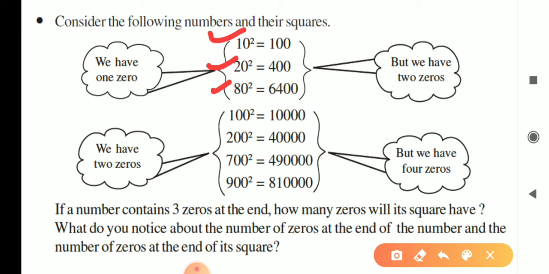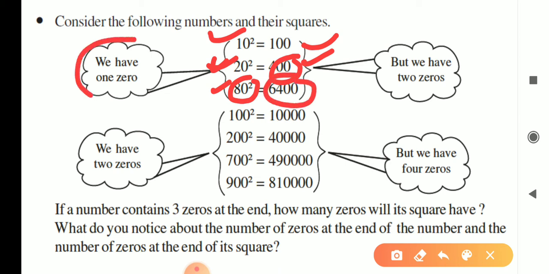In 10 there is only 1 zero, and the square of 10, that is 100, has 2 zeros. The next number is 20. In 20 there is only 1 zero at the unit place, and its square, that is 400, has 2 zeros. Square of 80 is 6400. So we have 1 zero in the number, but we have 2 zeros in the square.